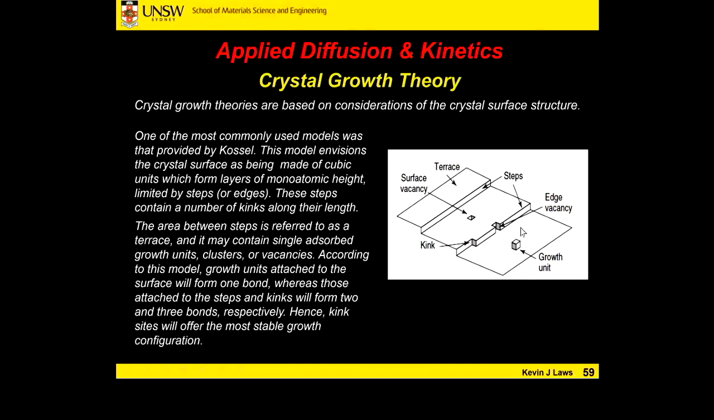As we see here, we see this cube growing in the middle of our step on our terrace, on the surface. If it's stable enough, it can start to grow its own crystal sections. If not, it will diffuse and find a lower energy site. And this goes on and on until we build up the crystal. Hence we can see that kink sites or edge vacancy sites can provide the lowest energy site and offer the most stable growth configuration.